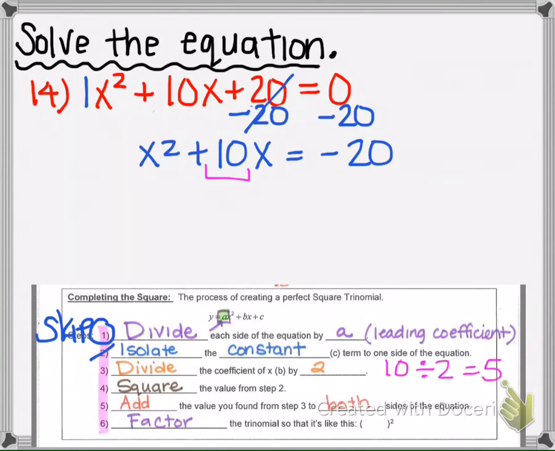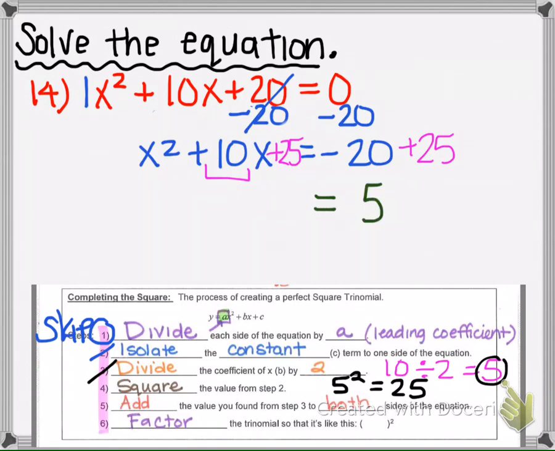So we get 5. Step 4 now, square that number. So we're going to take that 5 we got here and square it, and we get 25. So that is the number that we're going to put on both sides. So we're going to insert a 25 here, and whatever we do to the one side of the equation, we do to the other. Now, the purpose of doing that is that now you can factor that left side of the equation here.